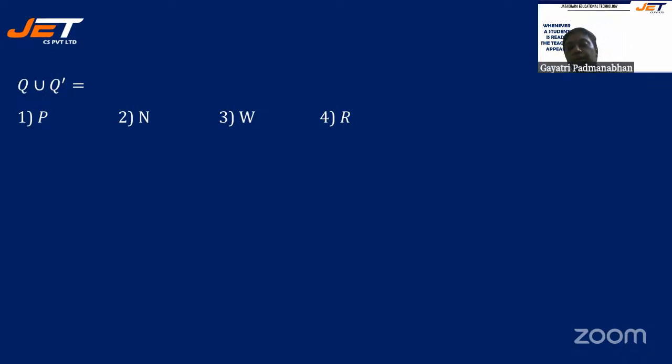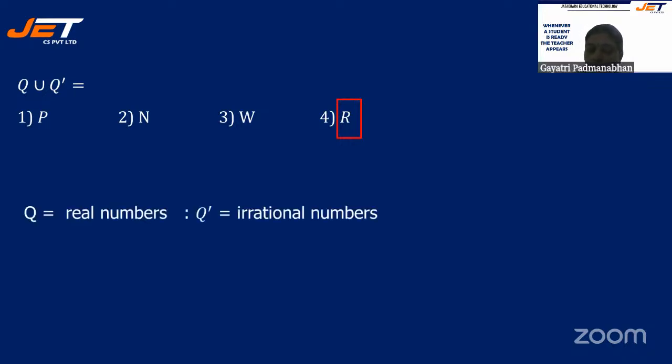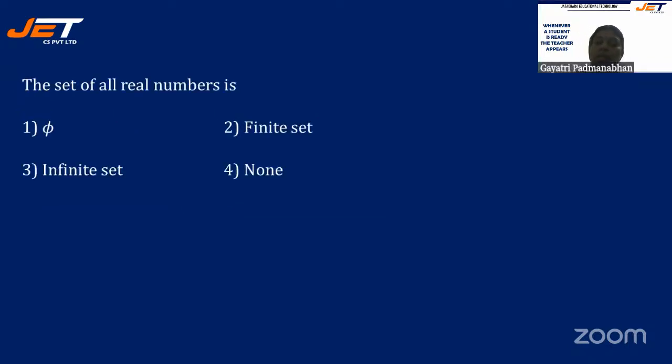Q union Q dash is dash. Is it P? Is it N? Is it W? Is it R? Q union Q dash is P, N, W, R. It is R, option 4. Because Q is rational numbers, Q dash is irrational numbers. Right. See the next question.